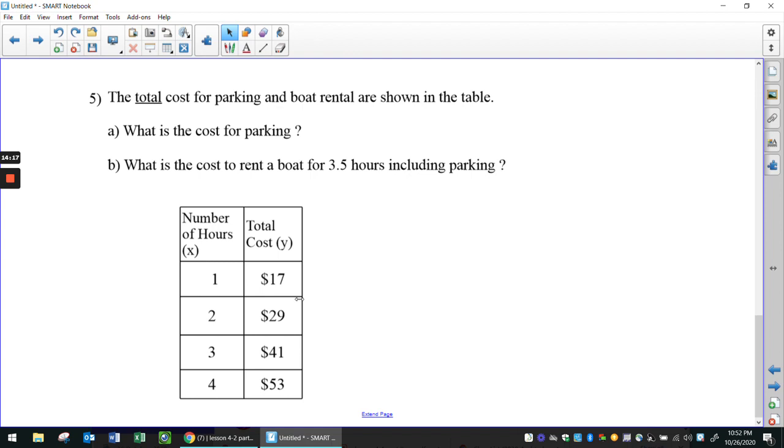So we're looking here to see the number of hours you're renting a boat, the total cost is y, and the number of hours is x. And we don't have a y-intercept, so we've got to find that. That's probably our cost for parking. So go ahead and see if you can figure out the y-intercept and the slope, and then we can answer parts A and B with that information. I'll give you some time to do that on your own.